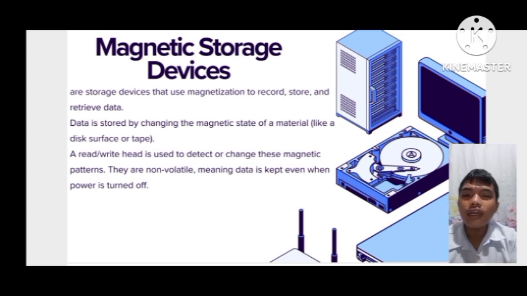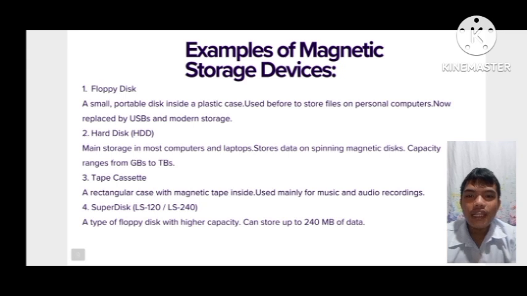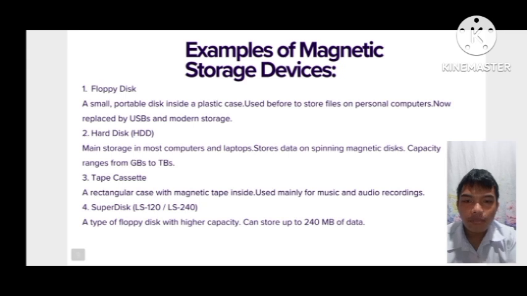So, a read-write head moves over the surface to read or write data, changing the magnetic patterns when writing and detecting them when reading. Because they are non-volatile, the data remains safe even when the device is turned off, making them reliable for long-term storage. So now let's move to the examples of magnetic storage devices. We have four: the floppy disk, hard disk or HDD, magnetic card, and tape cassette.